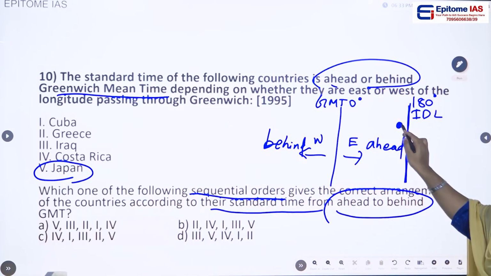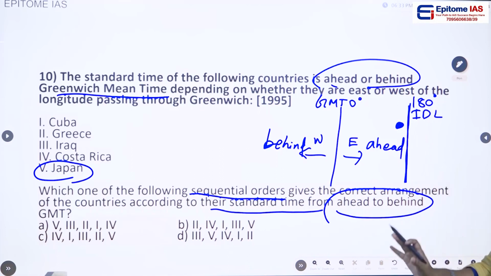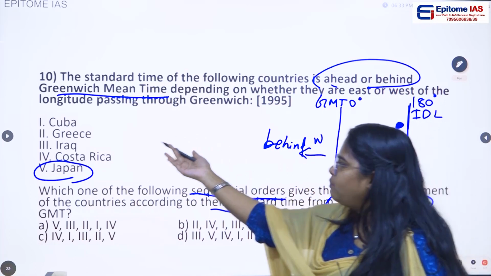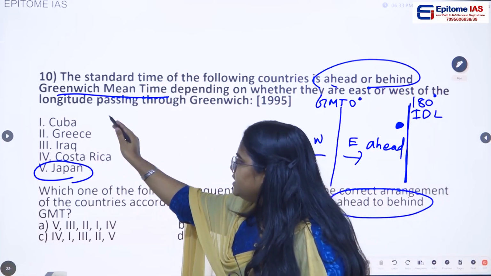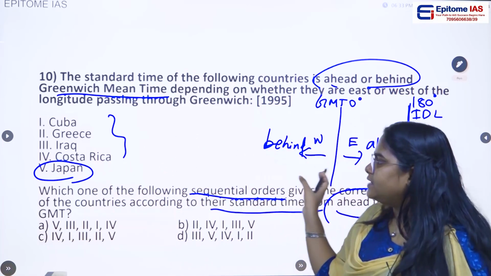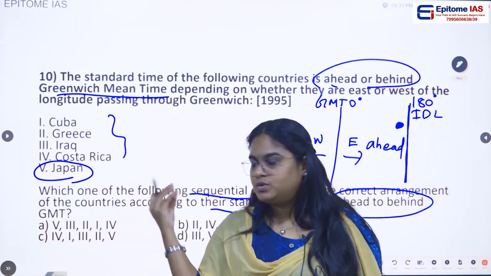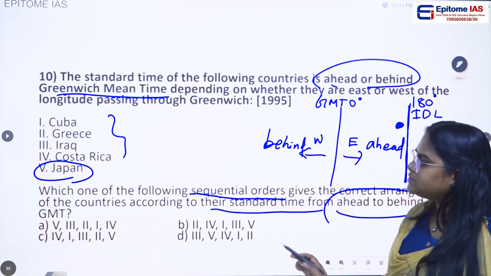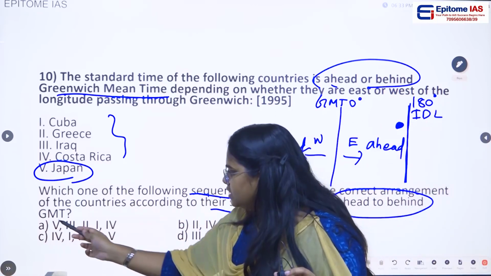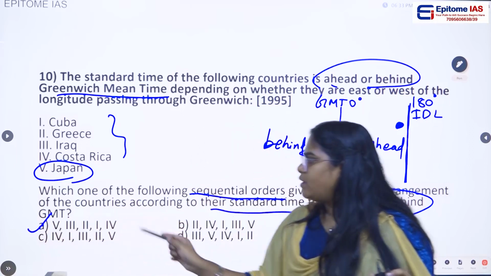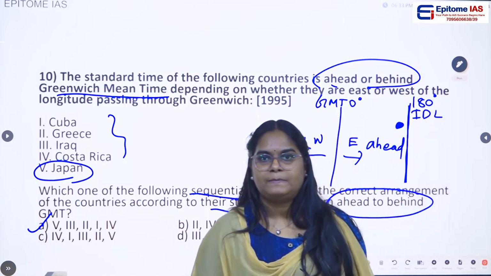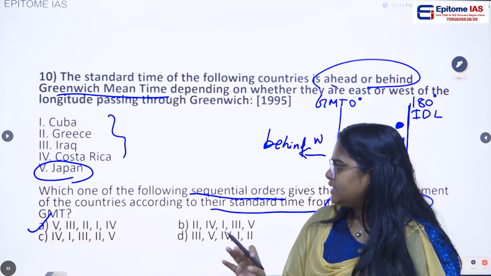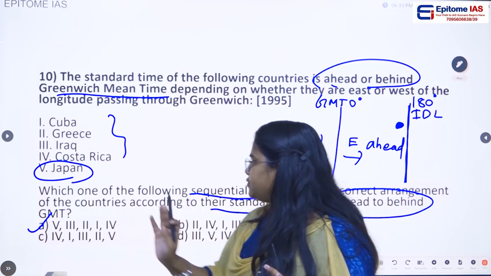So when Japan is here, you know that it is going to be the easternmost compared with the others. We know that Cuba, Greece, Iraq, Costa Rica, these are not on the eastern side. These are somewhat western towards Japan. We know this basic fact. So Japan is going to be the first one in the given options. If you see, only A is the option which contains Japan as the first. Okay. So the answer would be option A, but still let us see where these are going to be located.